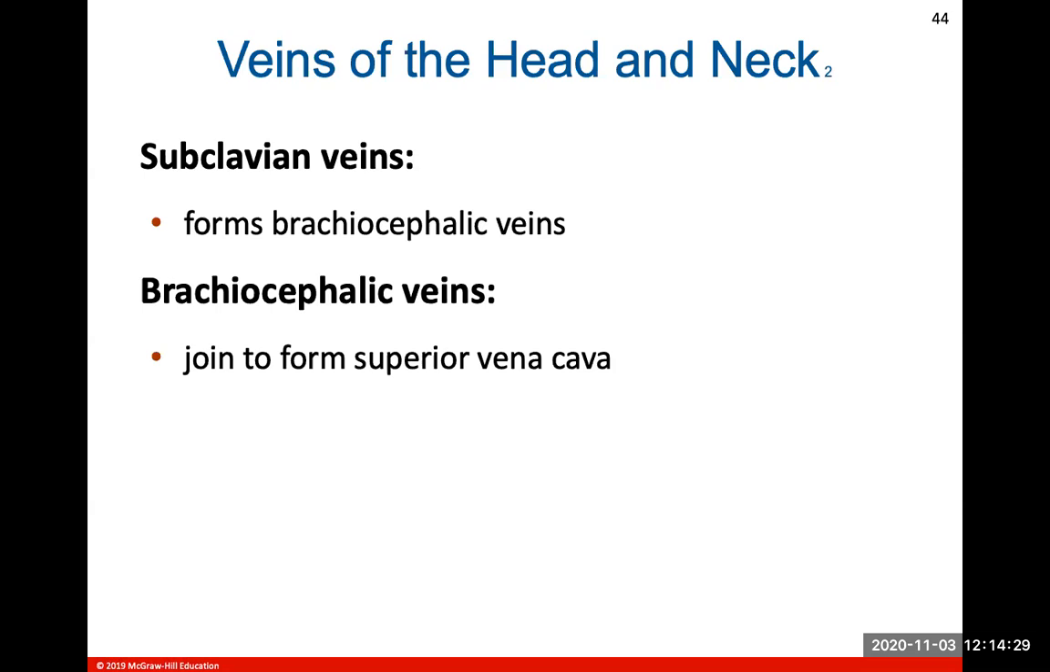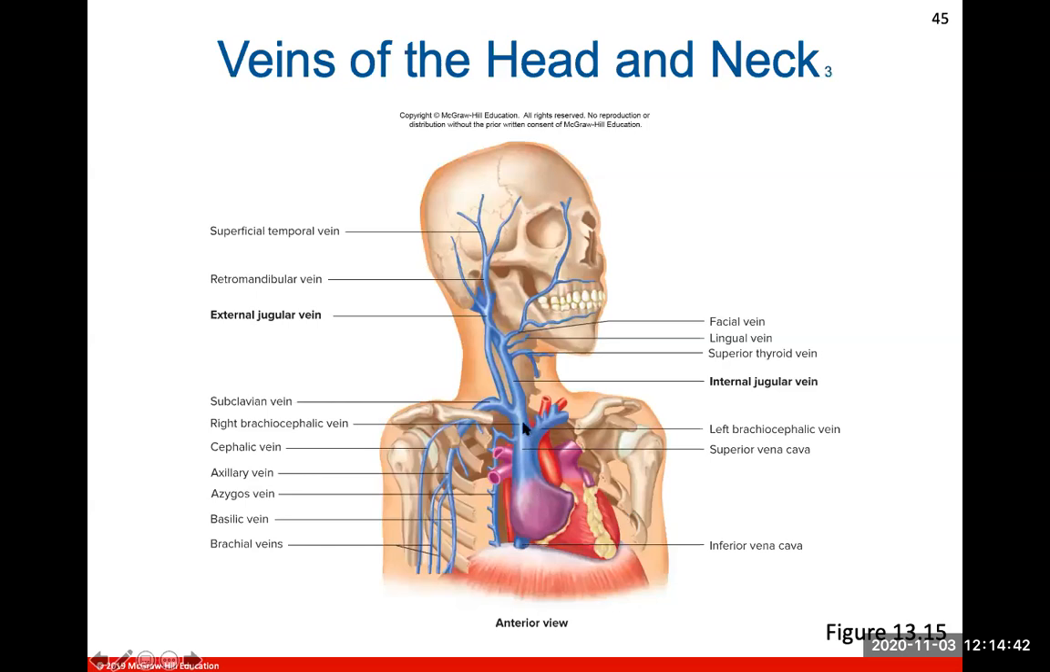So we have this kind of funnel system of veins joining up with each other to eventually empty out into the superior vena cava. Your brachiocephalic veins will join to form the superior vena cava. So here we have the superior vena cava and a left and right brachiocephalic vein. And again, they're named left and right for how they would be on a person, not for how we're looking at it.